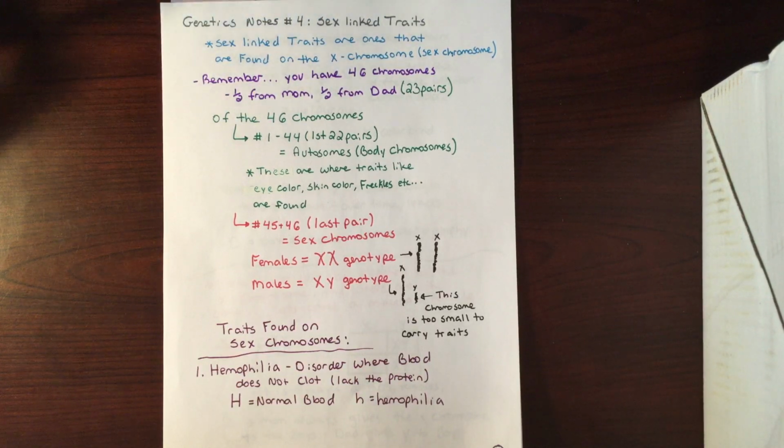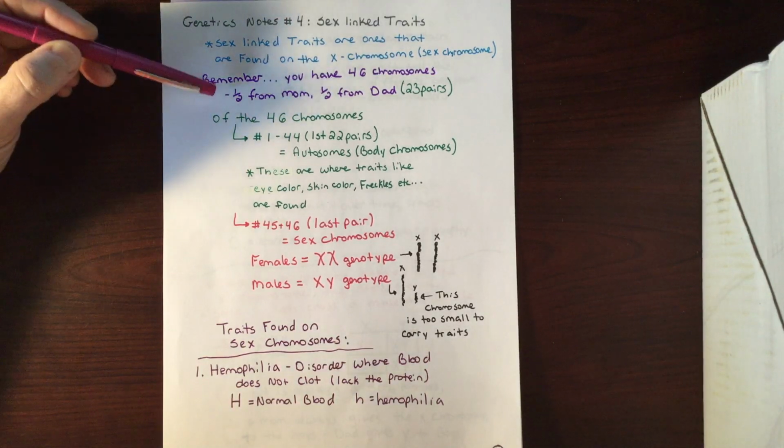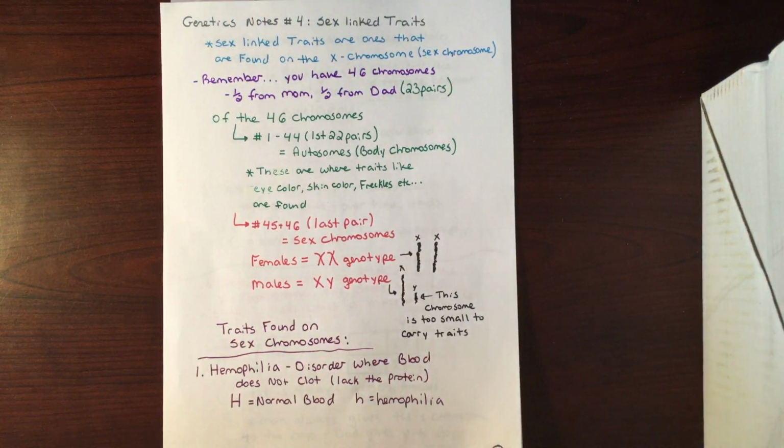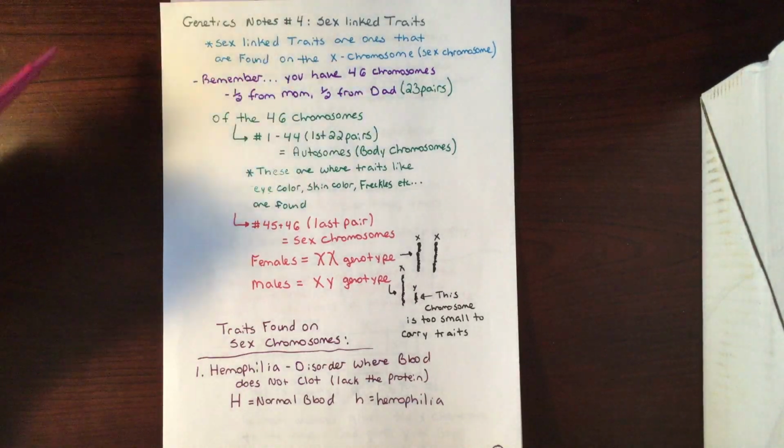When we talk about this X chromosome, we're talking about the sex chromosome. If you remember, you should all have 46 chromosomes, and of those 46 chromosomes, half are coming from your mom and half are coming from your dad. That's how you get the traits that you have, which ones are dominant, which ones are recessive. The dominant ones are going to show, or is it codominant, or multiple allele, whatever it may be.